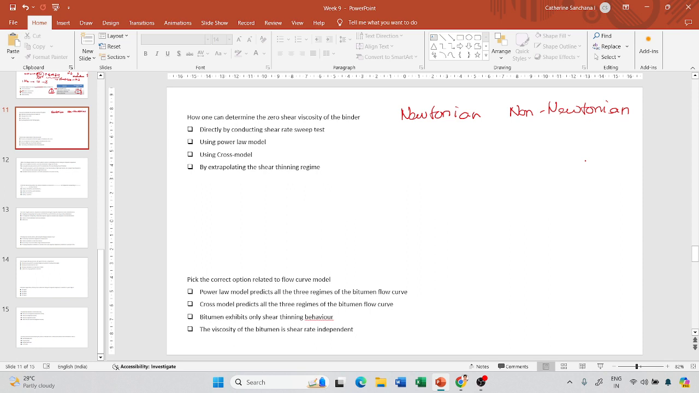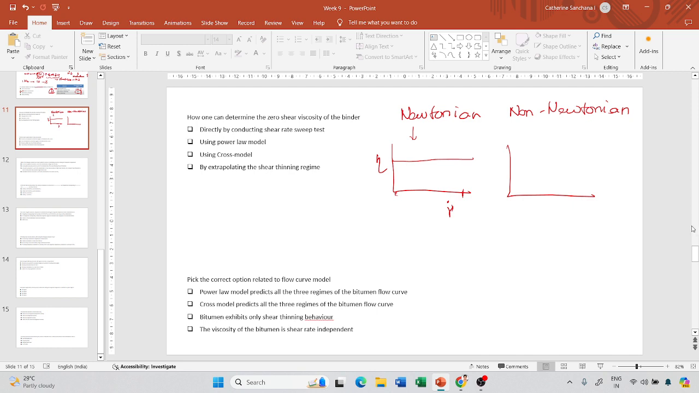Now, let us say I'm subjecting my bitumen to a shear rate sweep, which means I'm starting from the lowest shear rate that could be measured by my equipment to the highest shear rate, and then I'm performing a shear rate sweep. For a Newtonian response, my viscosity is going to be constant for all the shear rates. Okay. For a non-Newtonian response, in most of the cases, my bitumen will exhibit a shear thinning response.